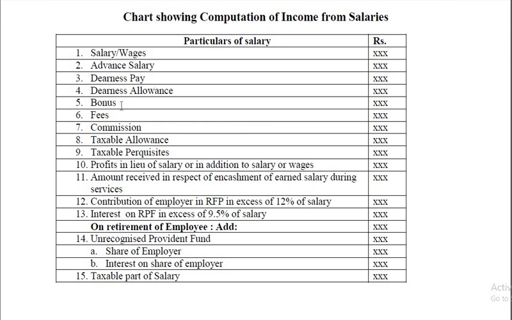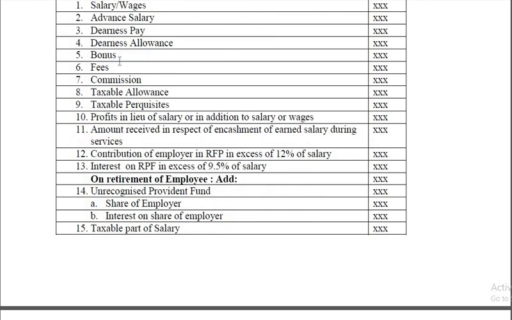Next one is bonus, fees, commission, taxable allowances. All allowances are not taxable. Some allowances are fully taxable, some are fully exempt, some are exempt up to a certain limit. Taxable perquisites. Once again, all the perquisites are not taxable, and all the perquisites are not exempt. So depending upon the provisions, you have to find out whether they are taxable or not.